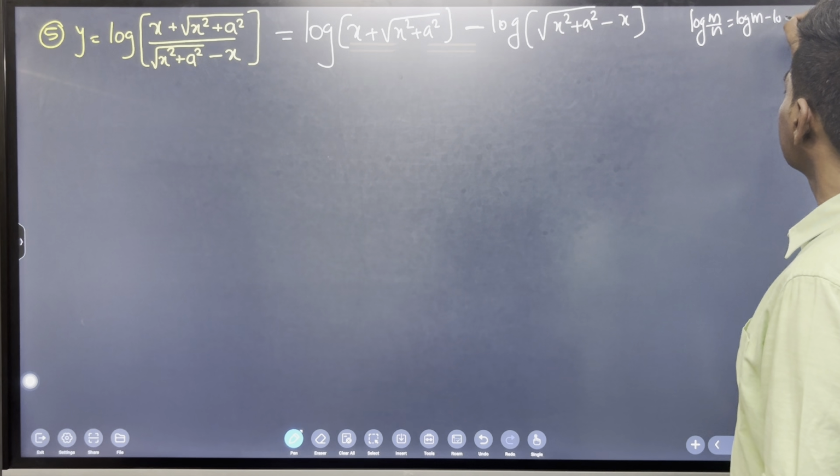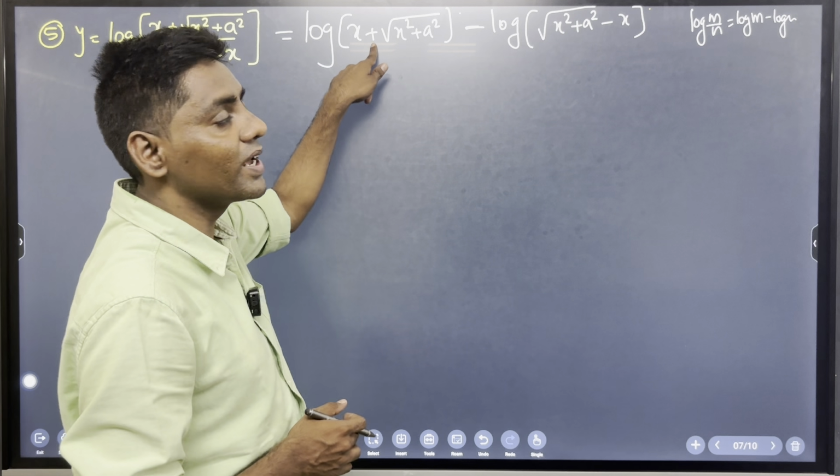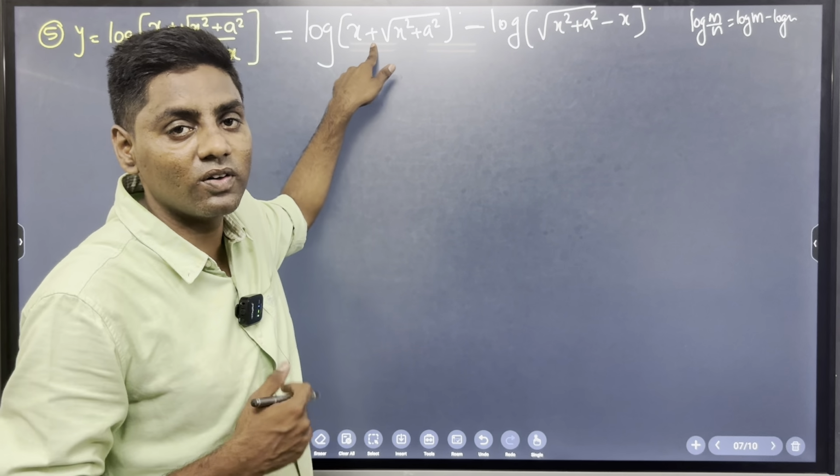After applying, here the power is 1. If the power is 1, there is no need to apply the log of m raised to n. And remember that here we are not applying the property of addition. Why? The terms are not in multiplication. If the terms are in multiplication, then the answer becomes addition. Remember the formula.